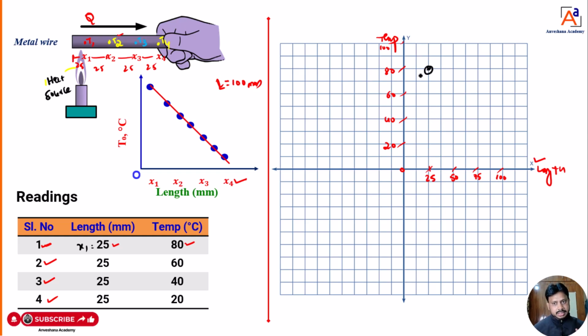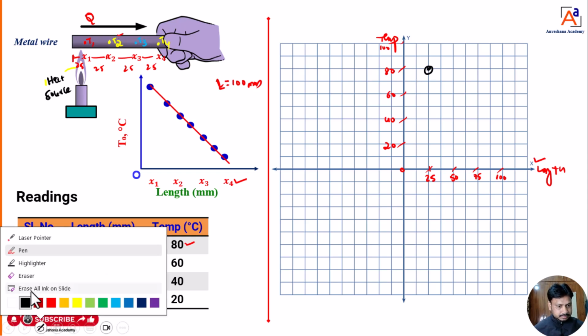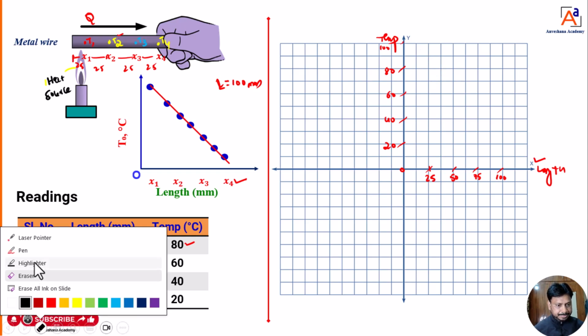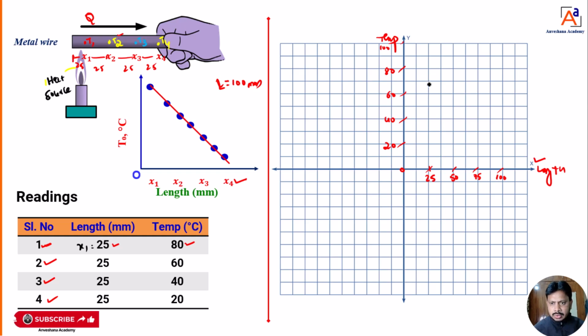That I will mark here, dear students. That is my point. Okay, this is equal to how much? It is 0.1. Okay, that is the first point.